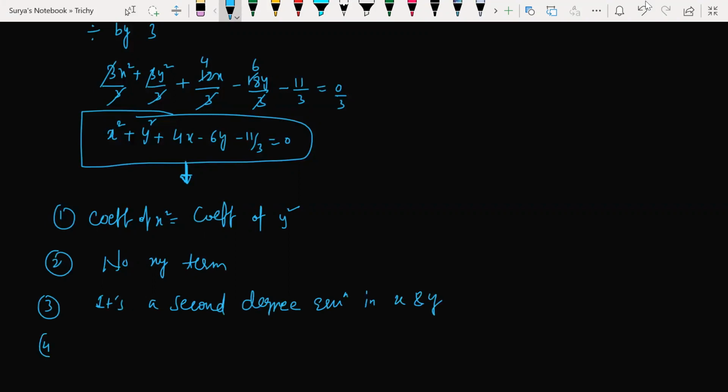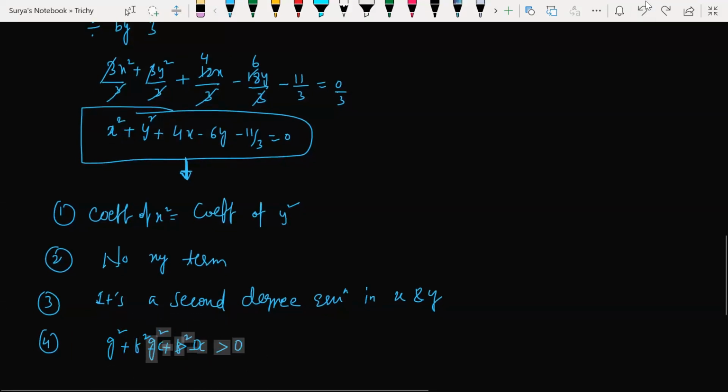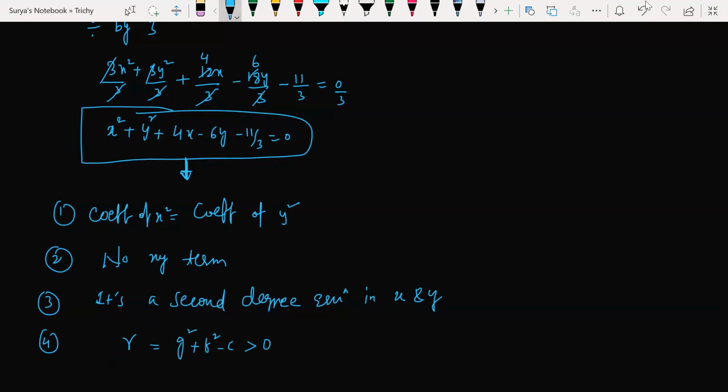Now look at this. What do I need now? g square plus f square minus c should be greater than 0. What does it represent? What exactly does g square plus f square minus c greater than 0 represent here? It means the radius should be greater than 0. Now what we will do here is first find out the center.